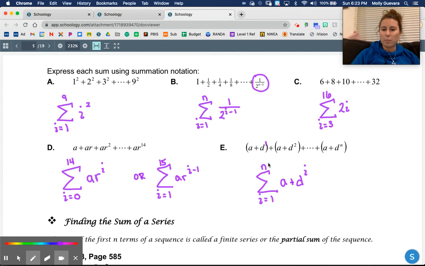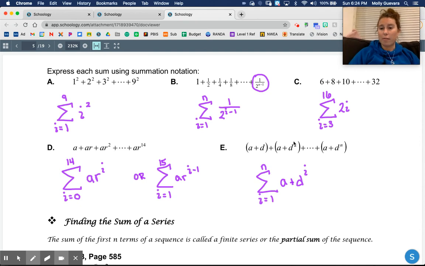So it doesn't always have to be a number up here. Keep that in mind. In this case, my upper limit is N. So I could plug in 12 for N, or I could plug in 17, or I could plug in 45, or whatever for N, and it would give me the summation.